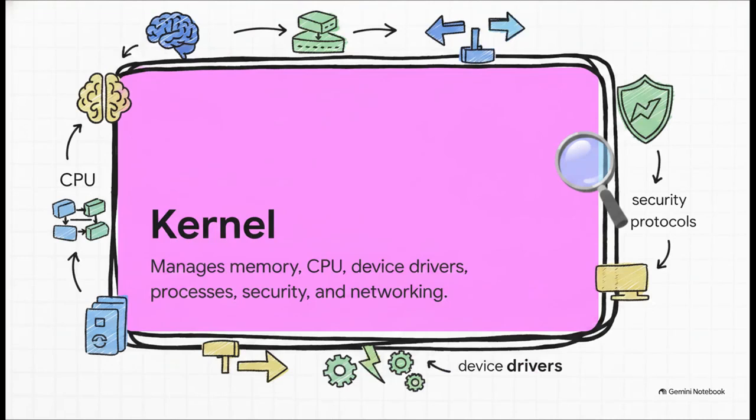At the very heart of this model, we've got the kernel. Think of it as the ultimate behind-the-scenes boss of the operating system. When we're talking about managing the physical reality of your device, allocating memory, picking which process actually gets CPU time, handling security protocols, and talking to device drivers, well, the kernel is the manager making all those critical calls. It is the absolute core of the OS.